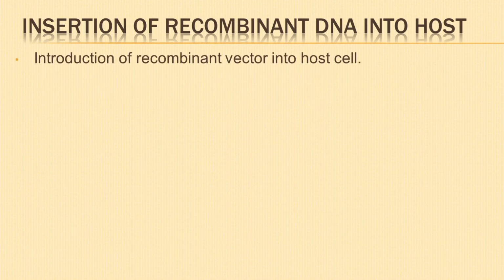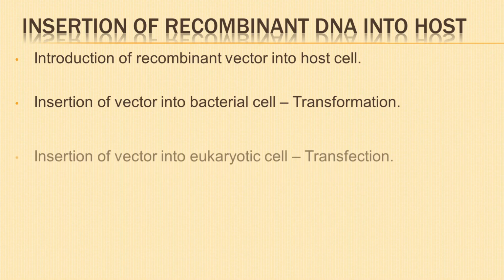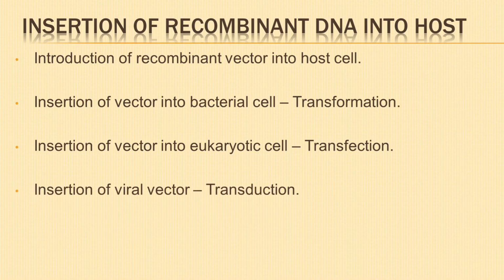Fifth step is insertion of recombinant DNA into host. It is the introduction of recombinant vector into a competent host cell. Insertion of a vector into the target cell is called transformation for bacterial cells, transfection for eukaryotic cells, and insertion of a viral vector is called transduction.